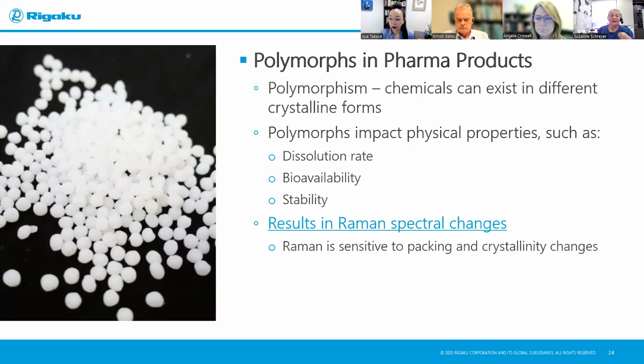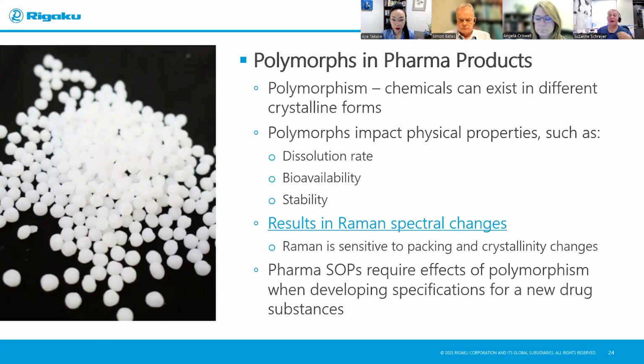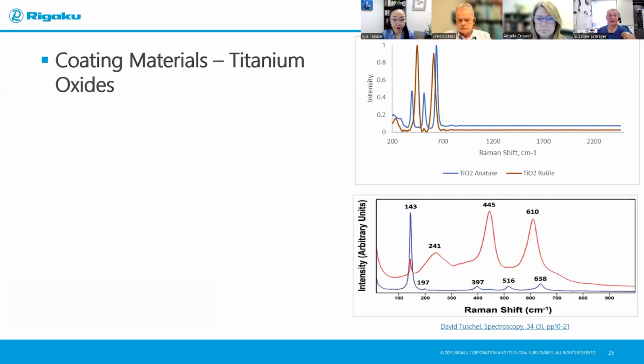Raman tends to be very sensitive to spectral changes as long as it's within the resolution window of the instrument. As the crystals change, the packing of the crystals will also change, and that will impact the actual spectra. I'm going to show you some examples of how the polymorph form changes depending on what the crystal is. In this case, this is for a coating material.